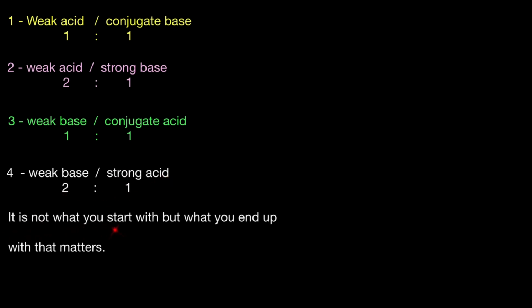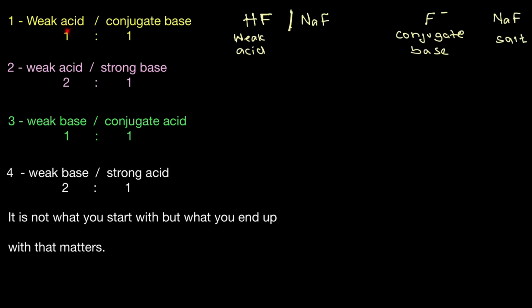It is not what you start with, but what you end up with that matters. For weak acid and the conjugate base, HF is the weak acid, its conjugate base is F-, and the salt is what we need to carry the F-, and then sodium fluoride, and the ratio will be 1:1.